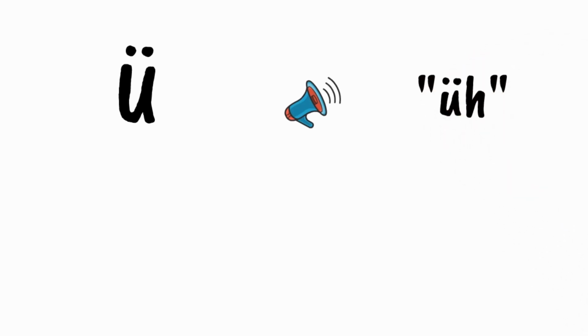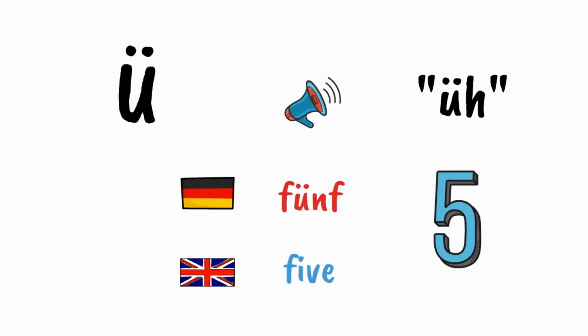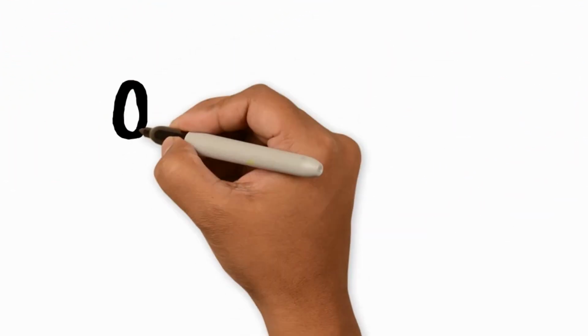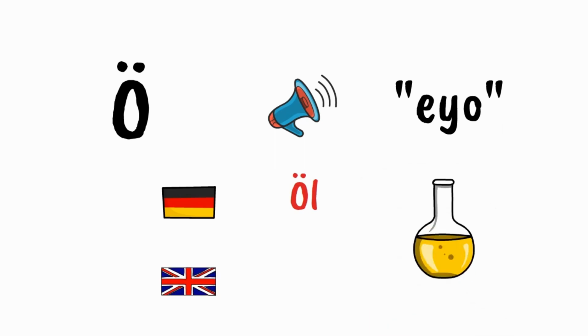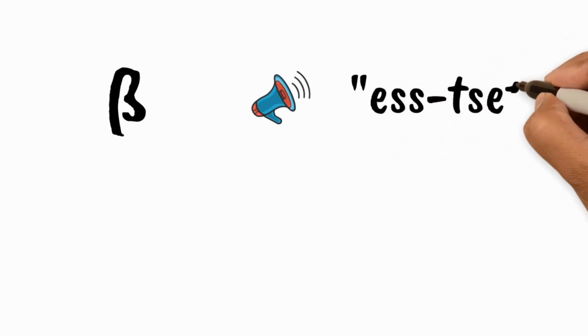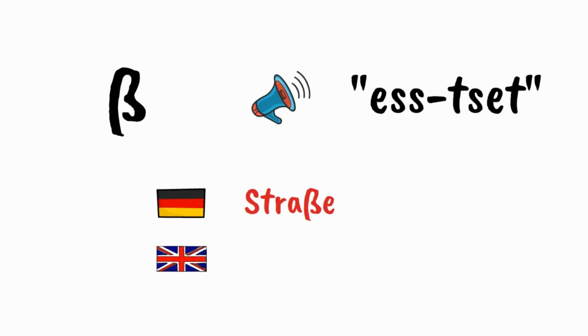Ü, Ü. Ö, close your lips when you say this letter. Ö, Öl. ß, Straße, has the sound of the double S in English.